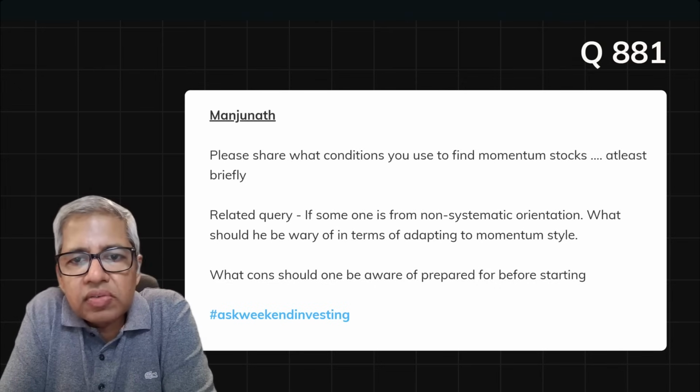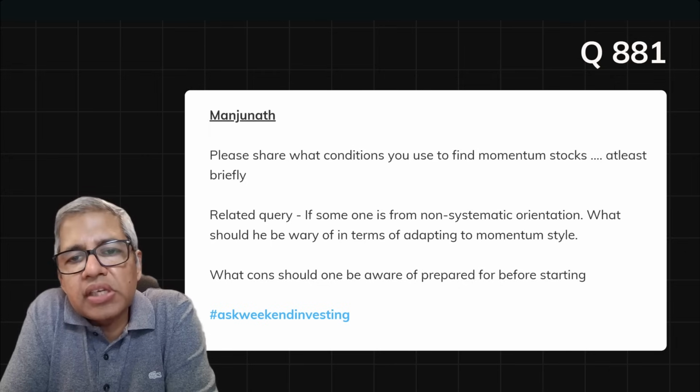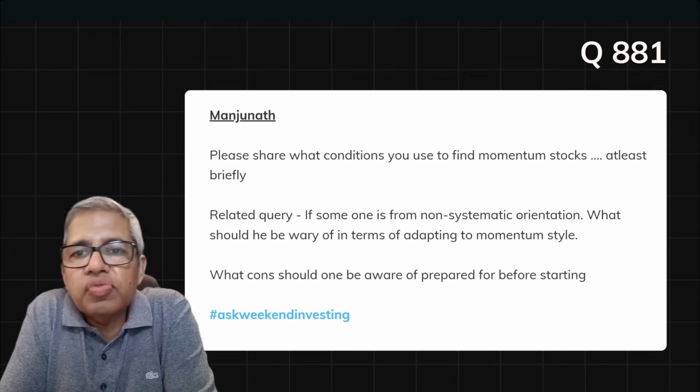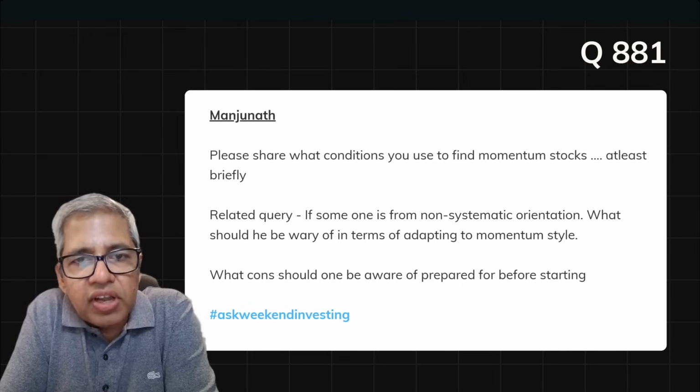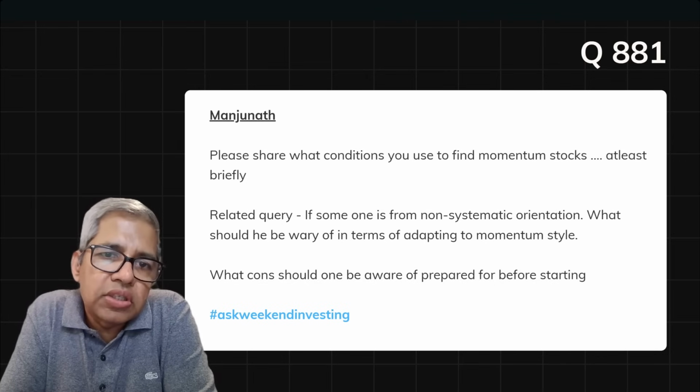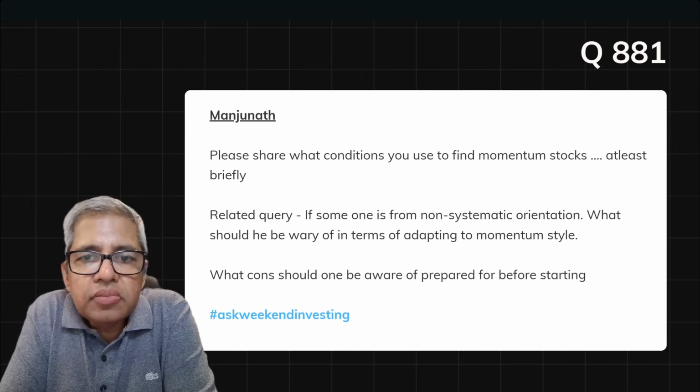Manjunath says, please share what conditions you use to find momentum stocks, at least briefly. So, majorly, our conditions are basis price and volume. And we also filter basis any red flags that the exchange or SEBI may have put up for the stock.